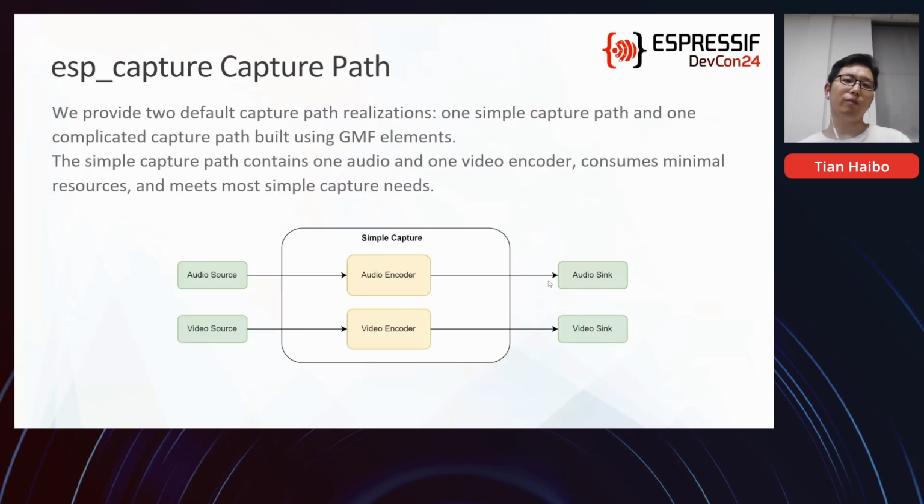For the capture path, we also provide two default realizations, one simple capture path and one complicated path, built up using GMF elements. The simple capture path only consists of one encoder, such as one audio encoder and one video encoder. It can meet most of the needs while it consumes minimal resources.